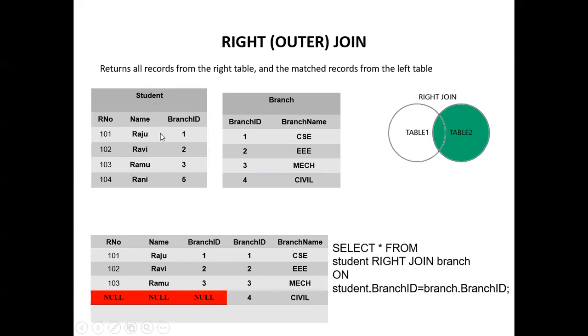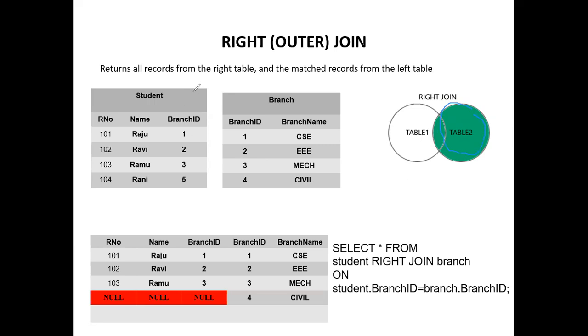Next, we are moving on to the right outer join, or simply right join. This is almost the opposite of the left join. Here in the right outer join, we are going to join the two tables such that all the records from the right table will be considered, and from the left table only the matching records will be considered. So this one is completely opposite to the left join.